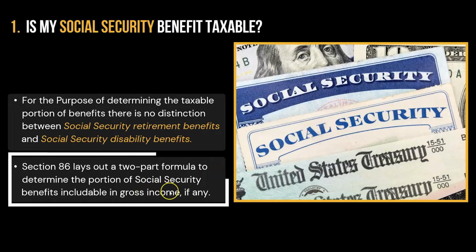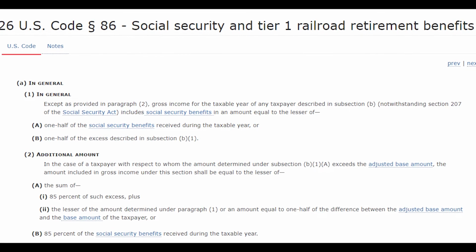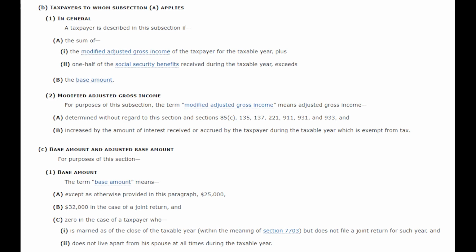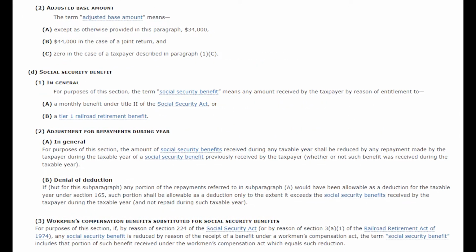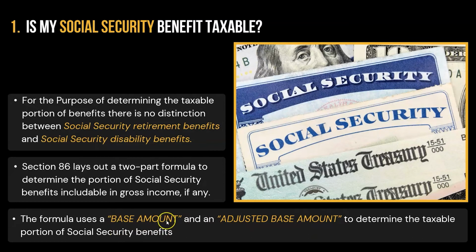Now, Section 86, the Internal Revenue Code section that lays out the foundation for how Social Security is taxed, provides a 2-part formula to determine the portion of Social Security benefit that you should include in your gross income, if any. The formula uses a base amount, and we're going to talk about it, and it also uses an adjusted base amount to determine the taxable portion of your Social Security benefit.